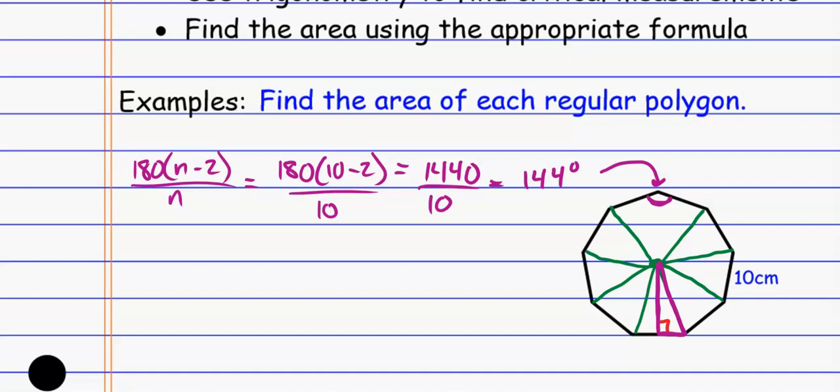But now I have to say, okay, if I were to redraw that radius, it splits that angle in half, meaning that each of these angles must be 72 degrees.